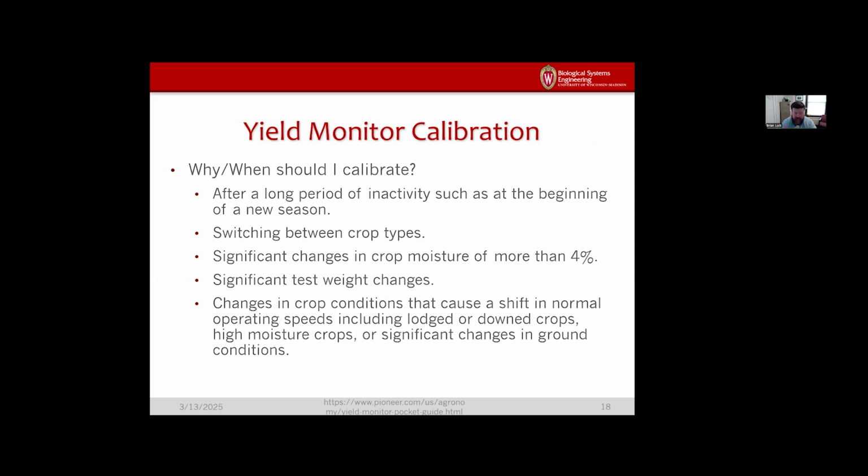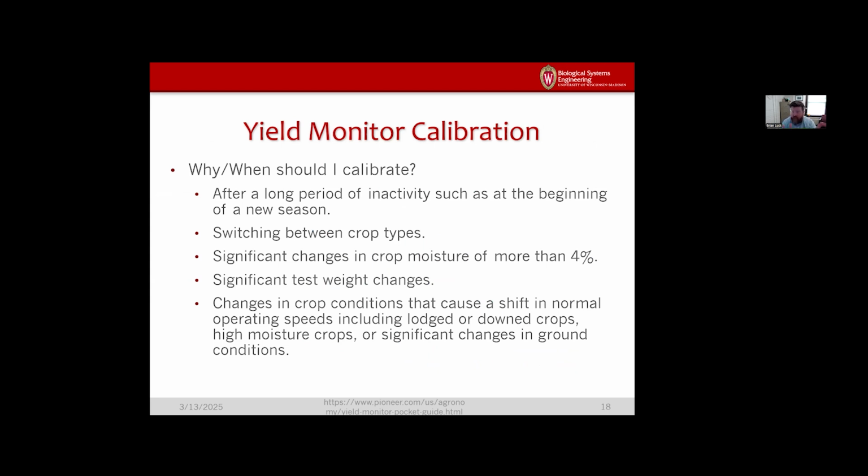After inactivity, switching between crop types, or changes in moisture, the test weight of our grain changes, and as crop conditions change, the monitor should be accounted for and recalibrated. The funny part when I'm talking to farmers about this, which I don't know if any are in the room here, is they all kind of roll their eyes at me because the data may not be valuable enough to stop the combine and calibrate. But I think we will get there soon.